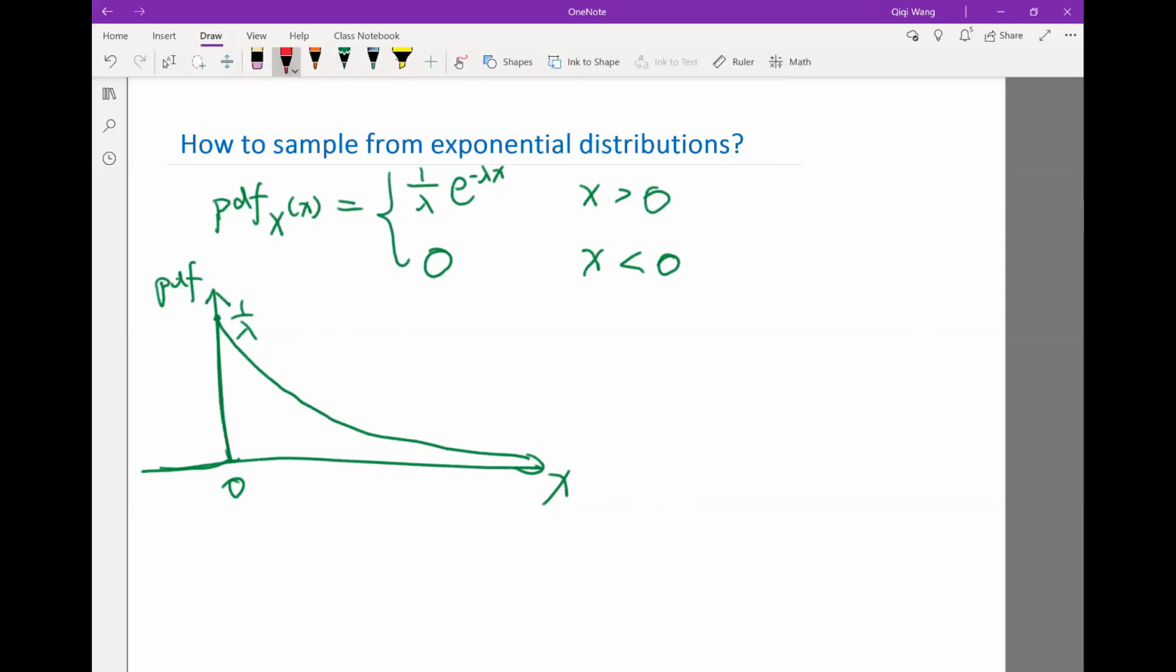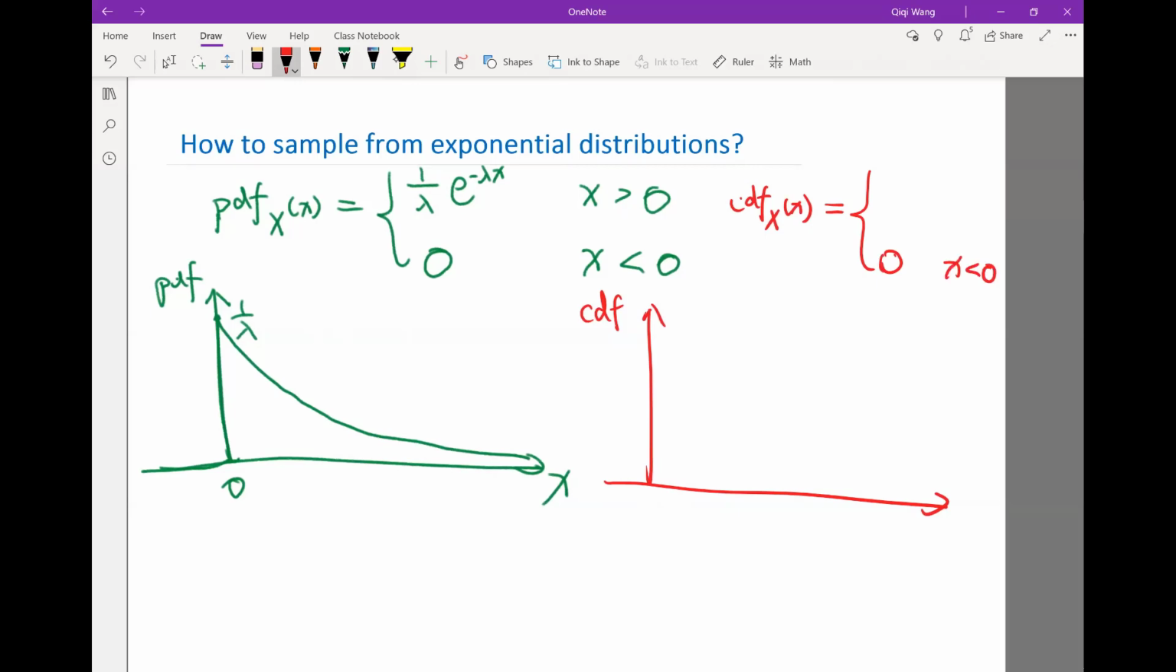And instead of focusing on the PDF as in our acceptance rejection method, we want to focus on the CDF. So the CDF of the exponential distribution is the integral of the PDF. So if you integrate it, right, you're going to see again it's equal to 0 when x is less than 0. But when x is greater than 0, it is actually 1 minus exponential of minus lambda x. I mean, the integral basically absorbs this.